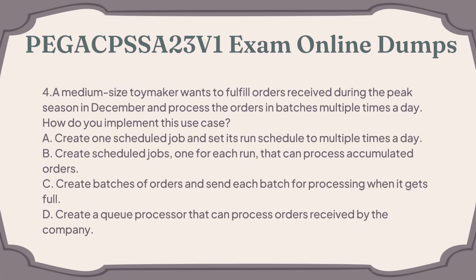4. A medium-sized toymaker wants to fulfill orders received during the peak season in December and process the orders in batches multiple times a day. How do you implement this use case? A. Create one scheduled job and set its run schedule to multiple times a day. B. Create scheduled jobs, one for each run, that can process accumulated orders. C. Create batches of orders and send each batch for processing when it gets full. D. Create a queue processor that can process orders received by the company.